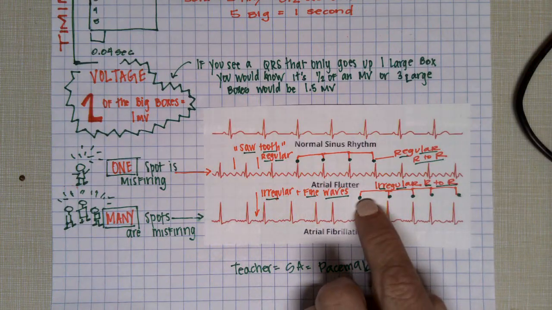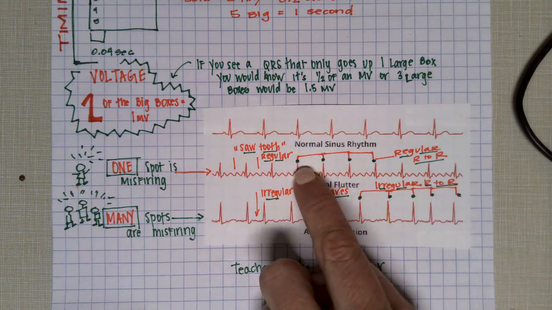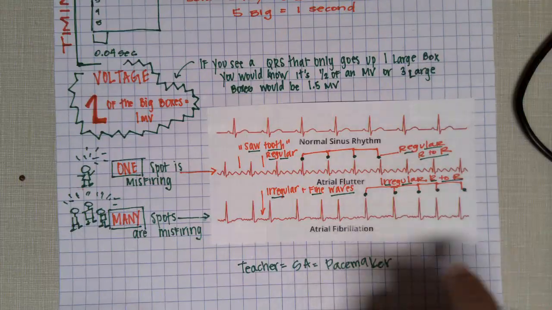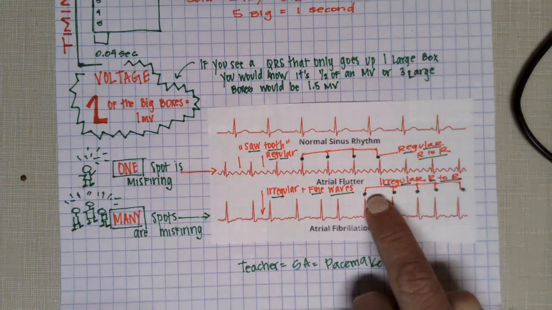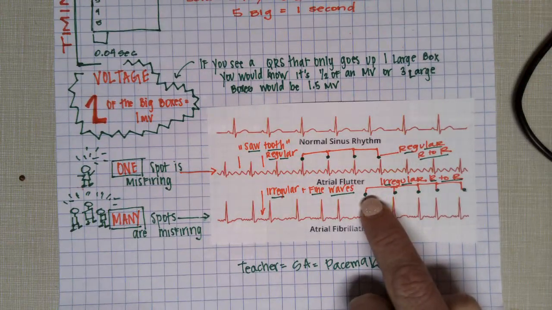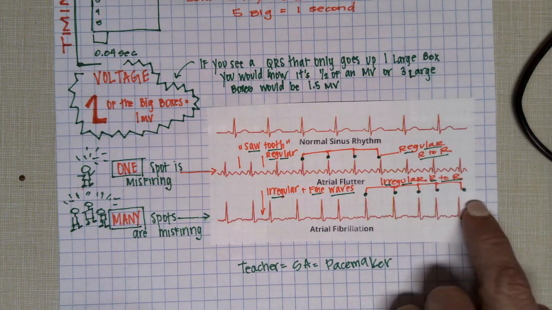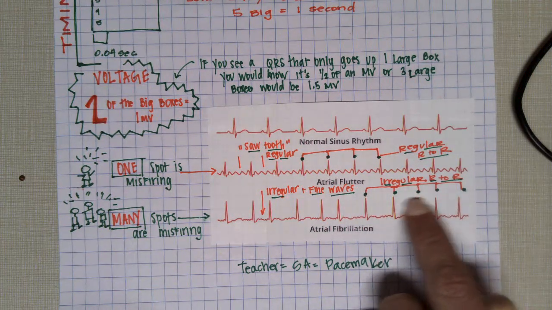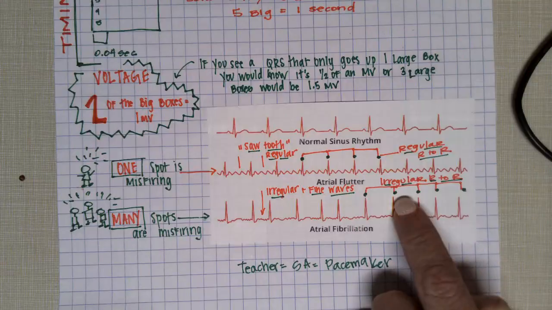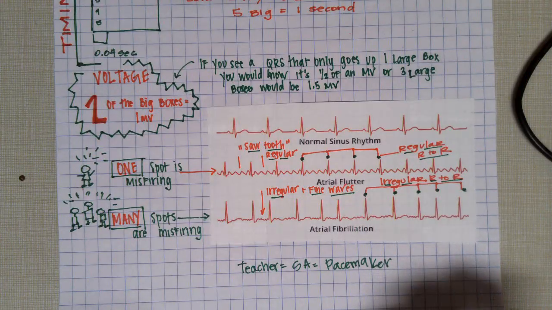If you look over here at our R to R, up here we had a nice regular R to R. We just had one troublemaker. Now we've got innumerable troublemakers, and so we've got an irregular R to R, okay? This is going to look junkier and uglier on a rhythm. It's not going to be regular.